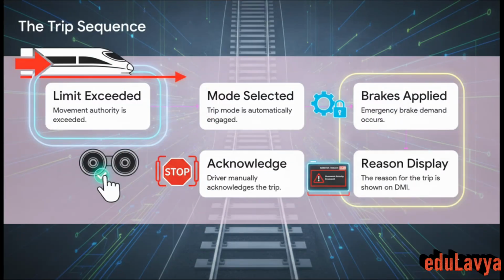Here is exactly how that sequence plays out. First, the train exceeds its permitted movement authority. Second, the onboard unit instantly and automatically shifts into trip mode. Third, the emergency brake demand hits, physically stopping the train. Fourth, the specific reason for the trip is displayed directly on the DMI, so the driver knows exactly what boundary was crossed. And finally, operations simply cannot resume until the driver manually acknowledges the trip. It's just a brilliantly designed, tightly closed loop of safety.